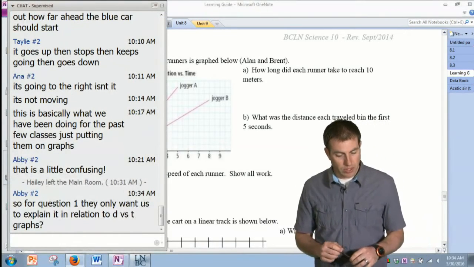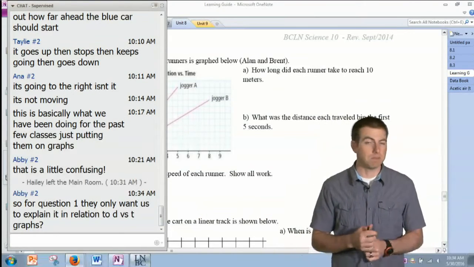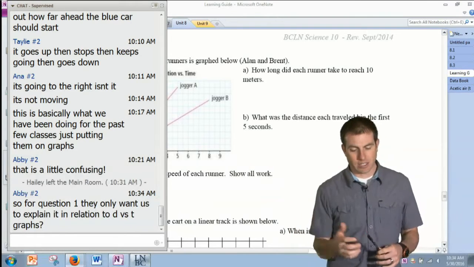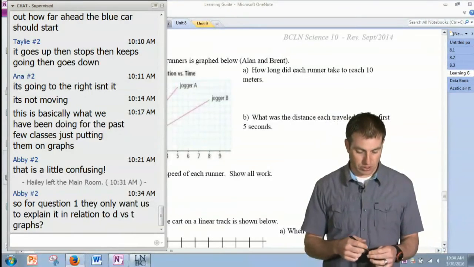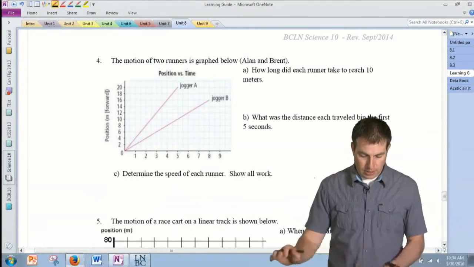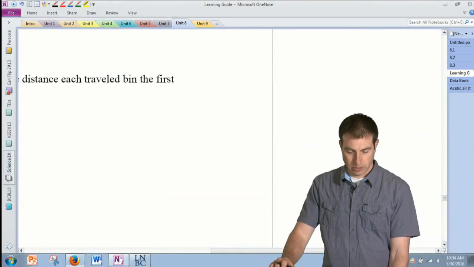So for question number 1, they only want us to explain it in relation to d versus t graphs. Yes, that's correct. Pretend like you haven't seen velocity time graphs yet. Again, I just wanted to show you the difference between the velocity time and position time graphs or distance time graphs. Let's look at this. I'm going to make this a little bit bigger just so we can see it more clearly.